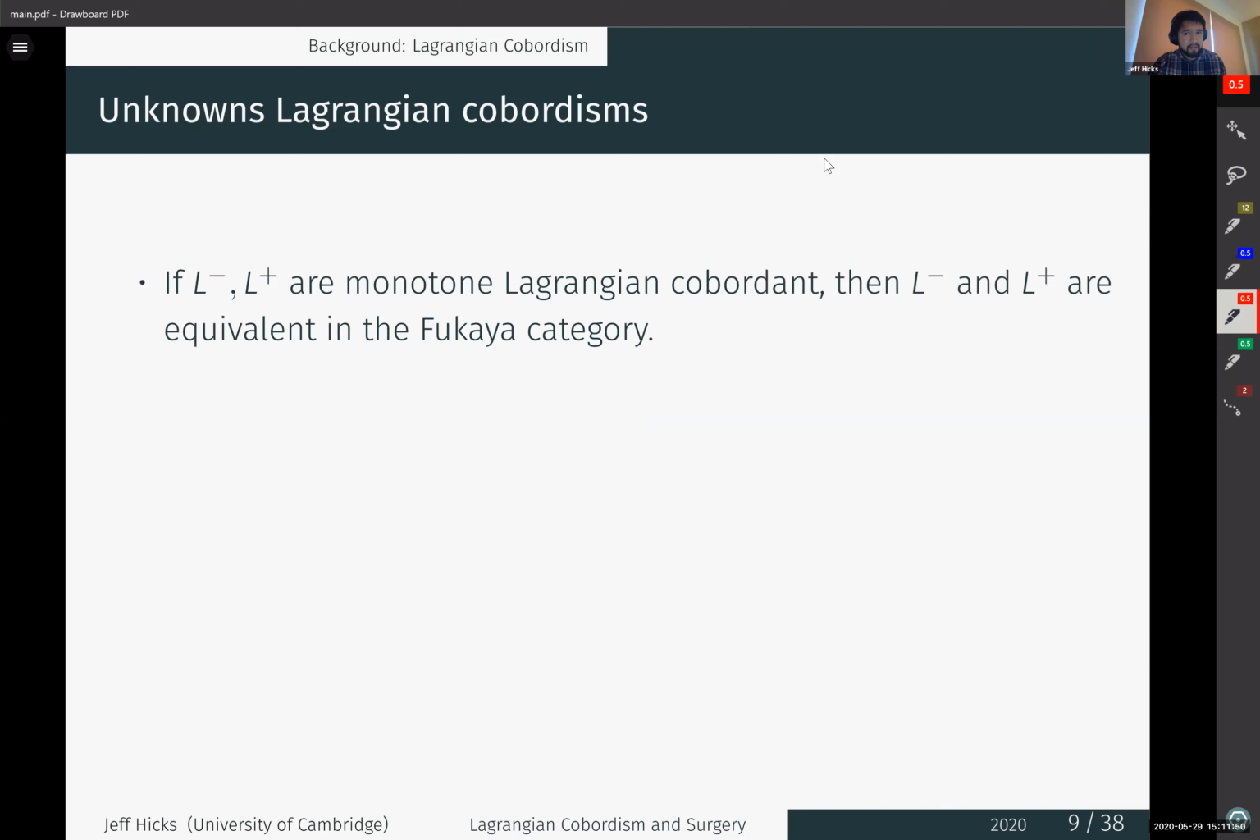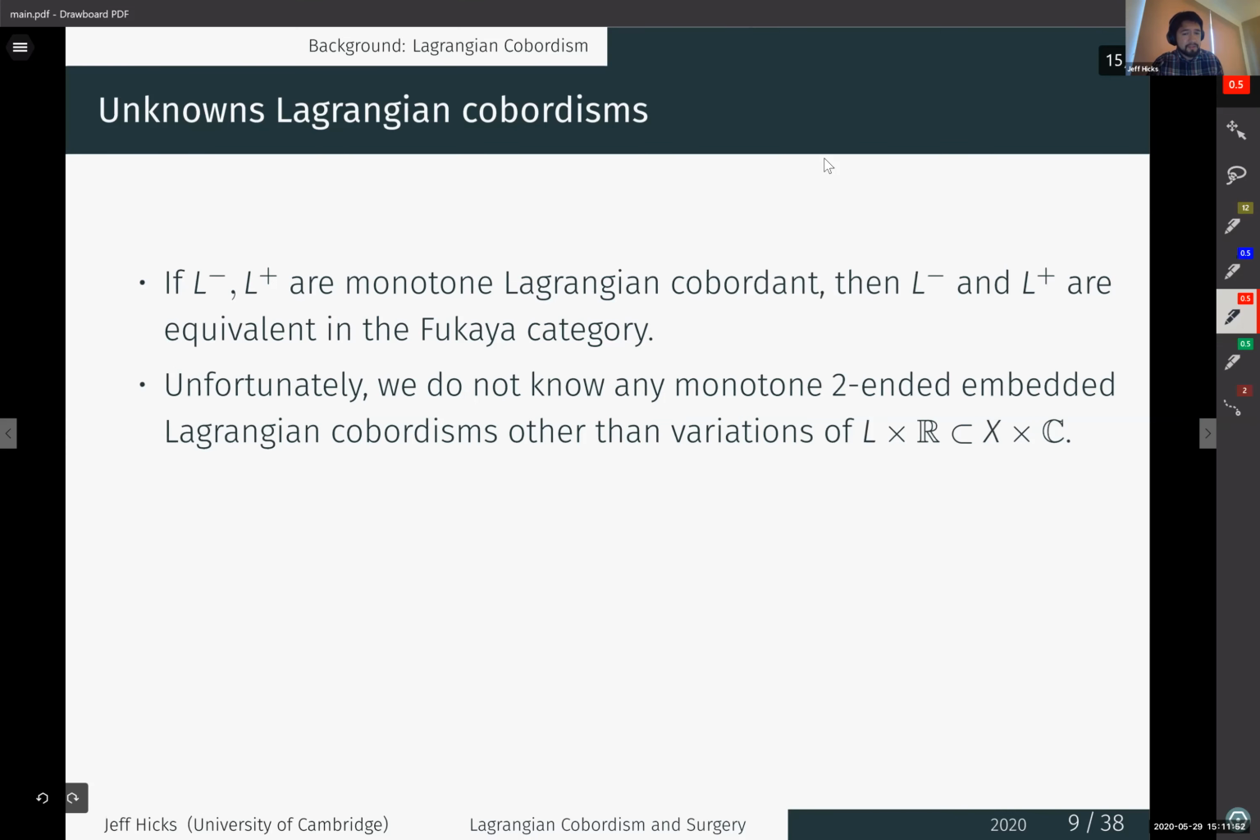However, I'd like to point out that we actually do not know of any two-ended monotone Lagrangian embedded cobordisms, other than variations of L cross R inside of X times C. So this is a theorem which is waiting for examples to be thrown at it. Unfortunately, we just don't yet have the geometric intuition to construct any interesting monotone two-ended embedded Lagrangian cobordisms.